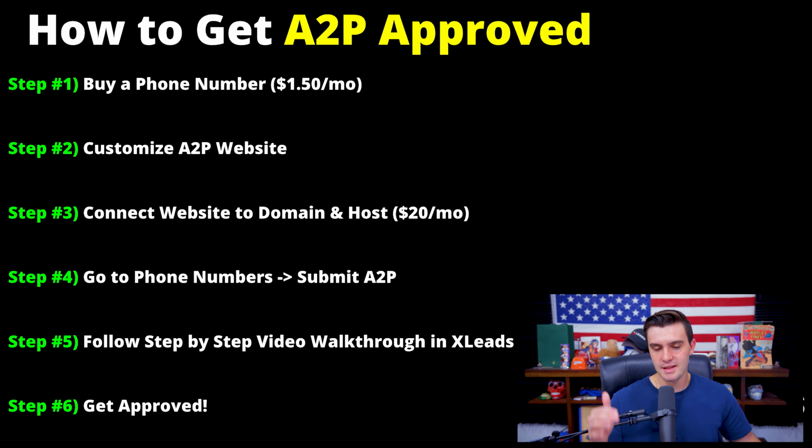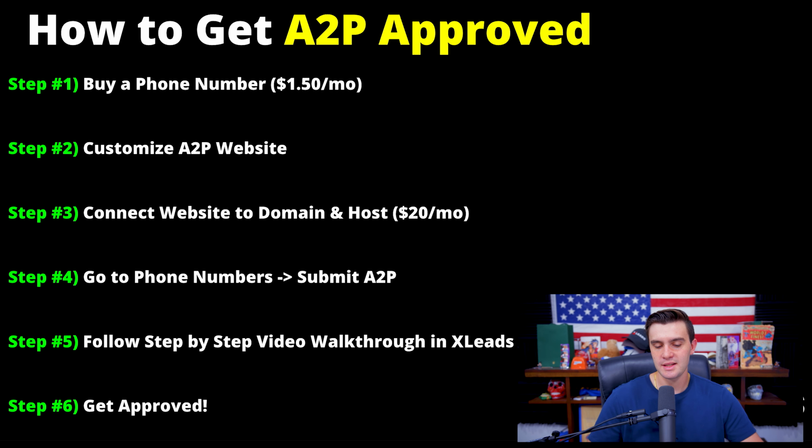And there are 6 simple steps to get A2P approved. These are really the ones. First and foremost, you have to buy a phone number, which you already did. Then we need to customize our A2P website. Then from there, we're going to connect the website to our domain and host it on WordPress. That's $20, $30, $40 a month at most. So if you don't want to do it, you don't need to.